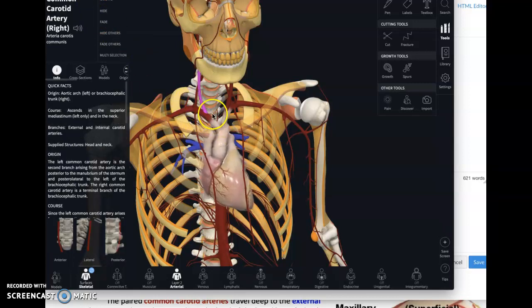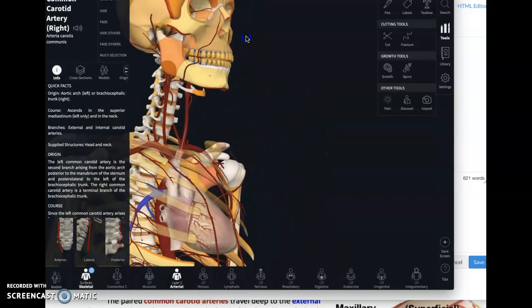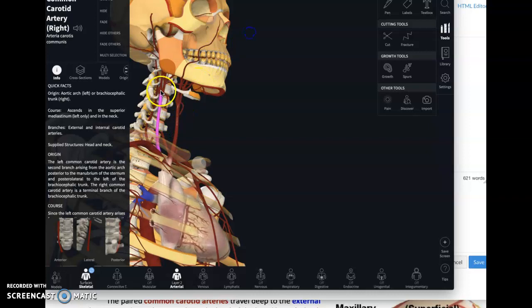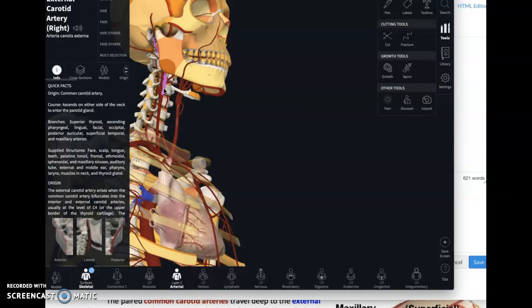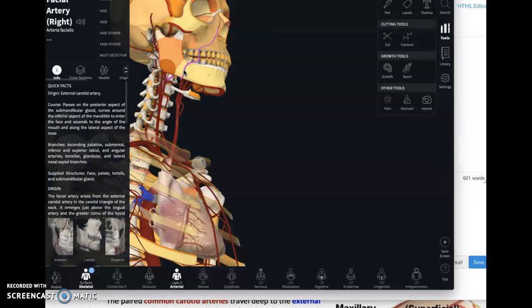And then we have the carotid artery. This is actually the common carotid artery. It actually splits right here. And we're going to have the external carotid artery. That's going to give rise to the temporal artery. It's going to give rise here to the facial artery.